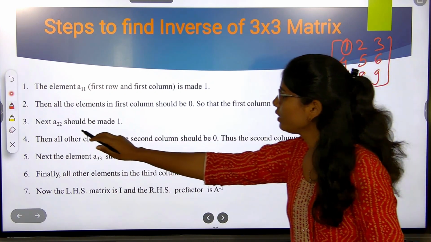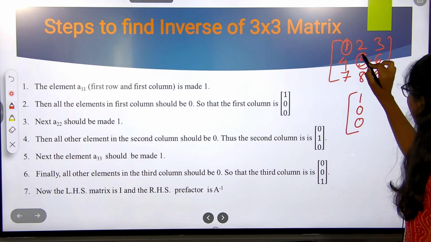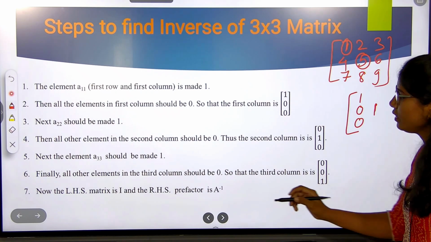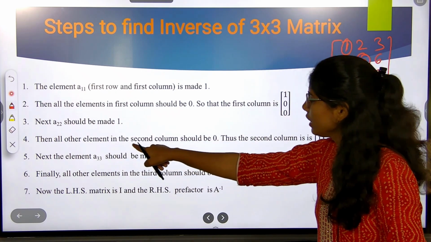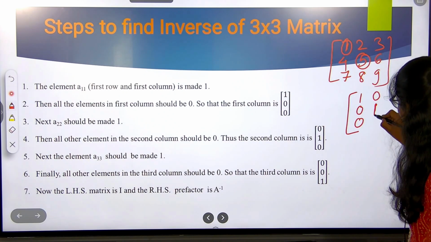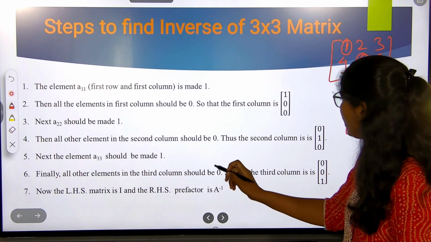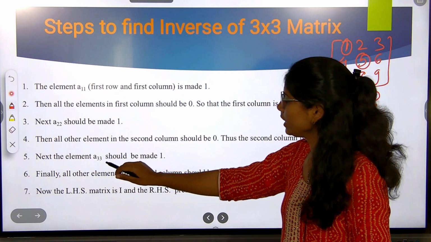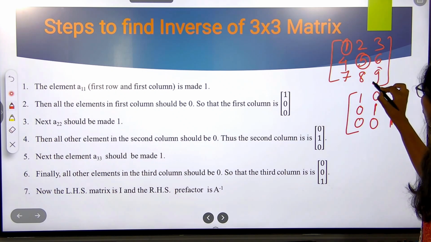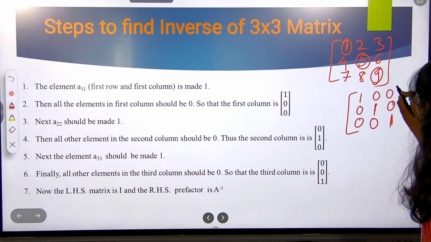The next step is, A22 should be made 1. This A22 entry should be 1. So make it as 1, and then all other elements in the second column should be 0, excluding the leading element. Then next, the element A33 should be 1. So make this A33 entry as 1 and all other entries 0.